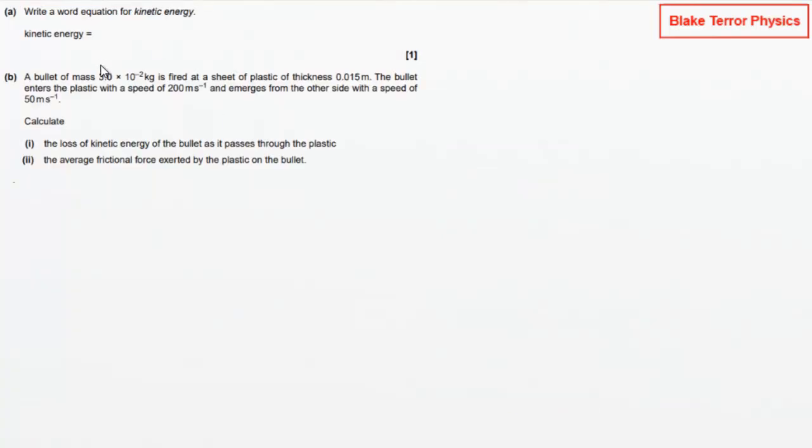There's not much on the face of it here, but we've got to write a word equation for kinetic energy. So kinetic energy is a half times mass times velocity squared. So not a lot really to say about that. It's just the 1 mark. They just wanted us to write out the formula with words in.